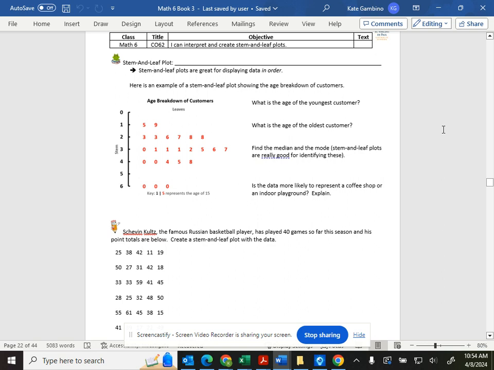Good morning, class. Today we are continuing with working with our data, and we are doing CO62. I can interpret and create stem and leaf plots. Last time we did bar graphs and line graphs. We've done those before, so it wasn't something new. Today is brand new. So I need your attention up here.